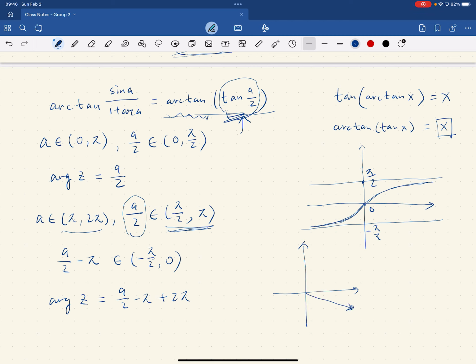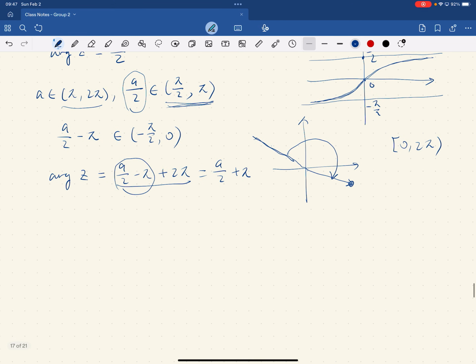In this case, a over 2 minus pi, well, originally it was here. This is where a over 2 is. So we take pi out of it, and it goes into quadrant 4. Now it's a negative angle, but we want it to be a positive angle from 0 to 2 pi. So you simply add 2 pi to it, and it becomes a positive angle. Then we have a over 2 plus pi. That's the argument when a is between pi and 2 pi.